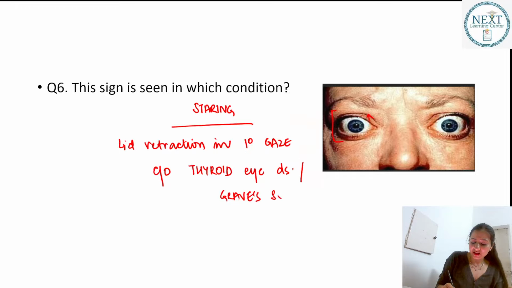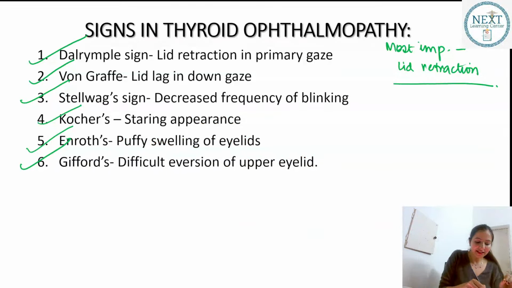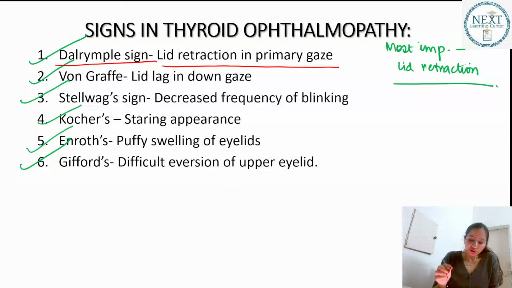So your answer was thyroid eye disease. If you look here, this has been taught to you. The sign referred to here is your Dalrymple sign, which refers to the lid retraction in the primary gaze. This has again been taught to you in your notes and Maha revision.